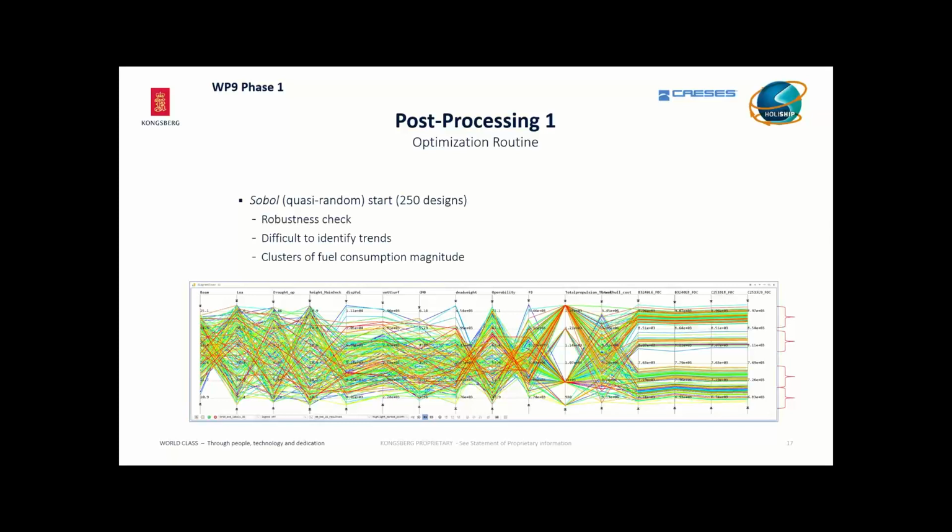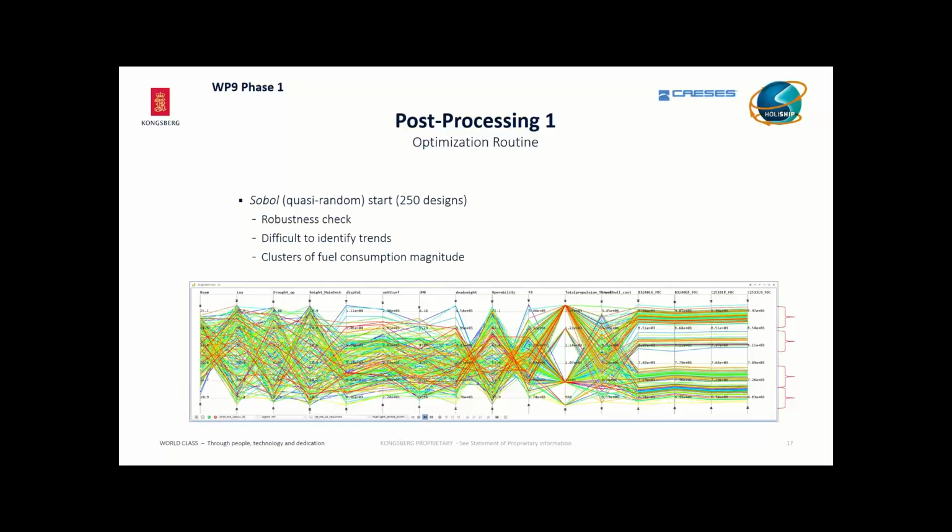To check that everything is working as it should, all the connections, all the calculations, I started with a Sobol quasi-random sequence that just fills the design space with 250 designs, and it goes through all the calculations, and we found out that everything was robust and we could continue to the optimization.